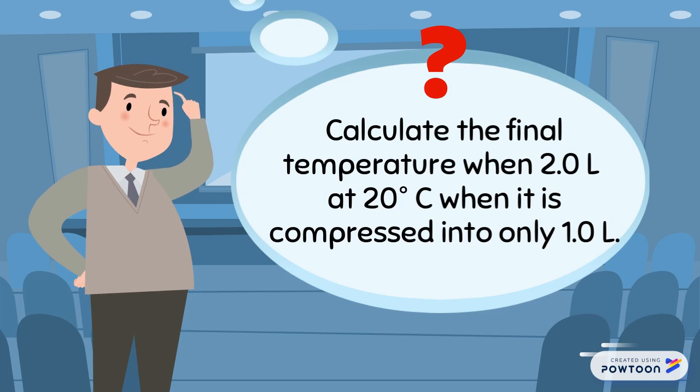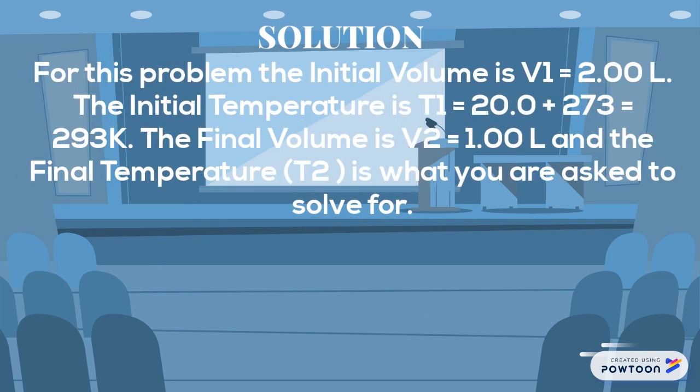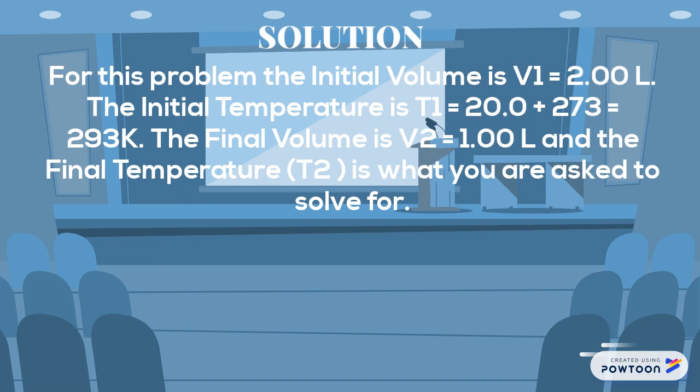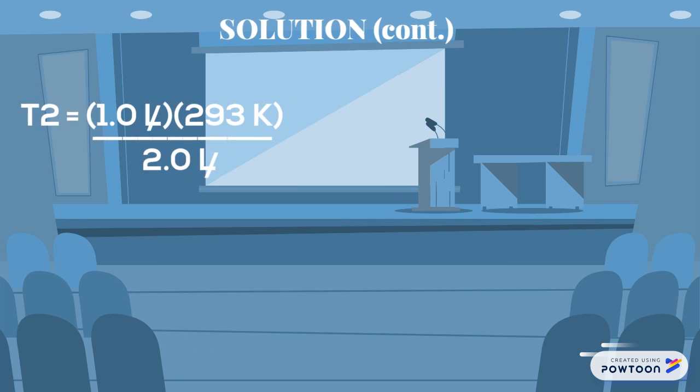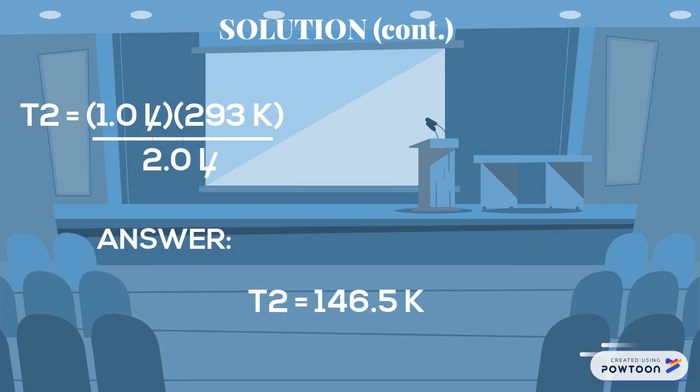Calculate the final temperature when 2 liters at 20 degrees Celsius is compressed into only 1 liter. Solution. Initial volume is 2 liters, initial temperature is 293 Kelvin, and the final volume is 1 liter. The derivation of the formula includes a cross multiplication between the two quantities, and the derived formula is T2 equals V2 T1 all over V1. For the continuation of the solution, 1 liter times 293 Kelvin all over 2 liters equals 146.5 Kelvin.